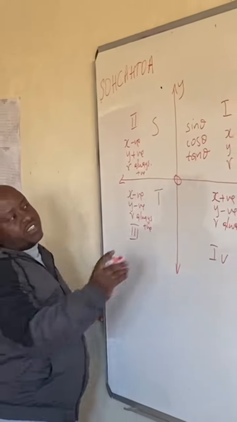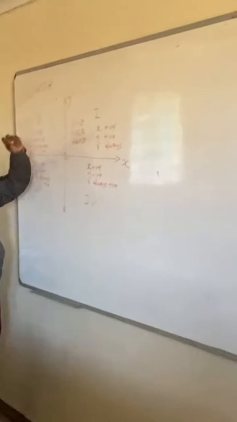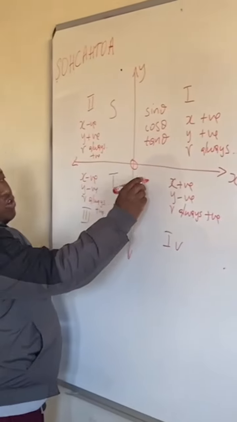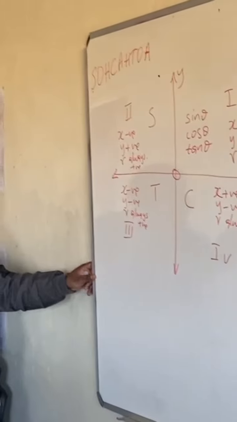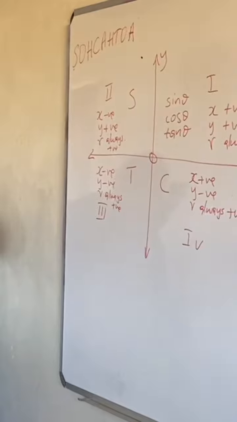Let's go to trig ratios. The first one, sine. Sine is opposite, which is y, negative, over r, which is positive. Negative divided by positive? Negative. Sine is negative. What about cos? Cos is adjacent over hypotenuse. Adjacent, x, over r, both positive. We find that cos is positive.